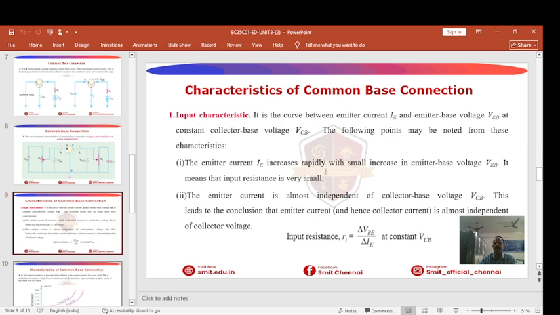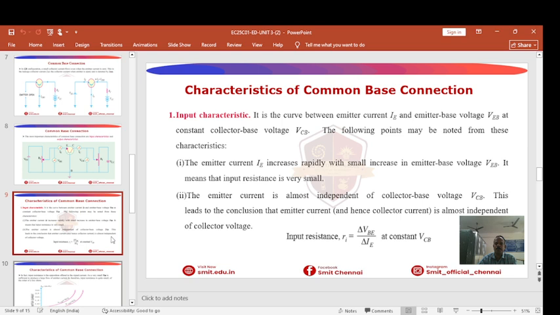Input characteristics is nothing but the variation between the two input parameters. For example, it can be between the base to collector voltage versus IE. So this indicates the input characteristics. From the input characteristics, we can also measure the input resistance, which is Ri equal to del VBE by del IE, keeping VCB constant. So this is the input side variations. There are two parameters that we have to take into account on the input side. One should be the voltage, the other should be the current.